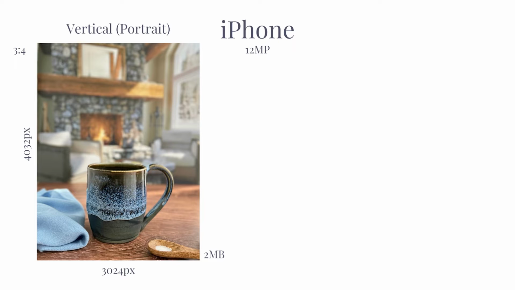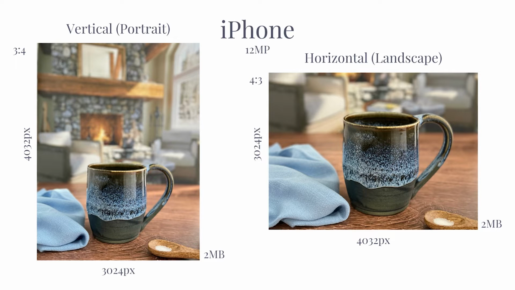Take the 12 megapixel iPhone, for example. When shooting vertically, also referred to as portrait, the iPhone will produce an image with an aspect ratio of 3:4 with pixel dimensions of 3,024 by 4,032 and a file size of approximately 2 megabytes. When shooting horizontally, also referred to as landscape, the iPhone will produce an image with an aspect ratio of 4:3 with pixel dimensions of 4,032 by 3,024 and a file size of approximately 2 megabytes.